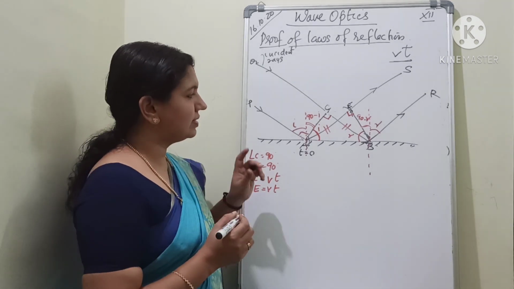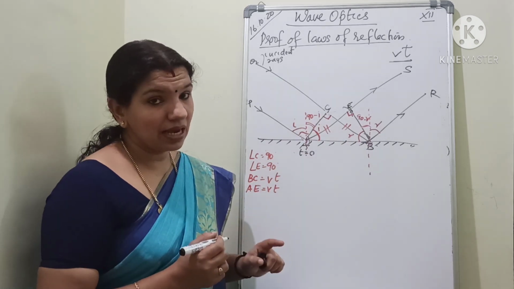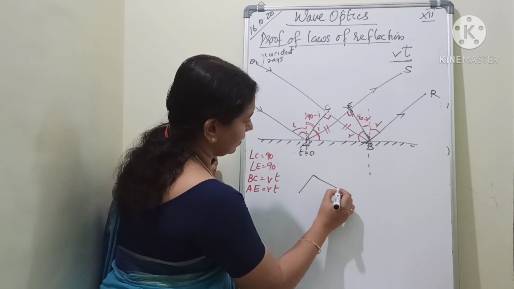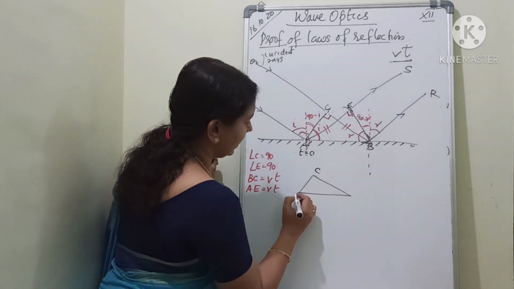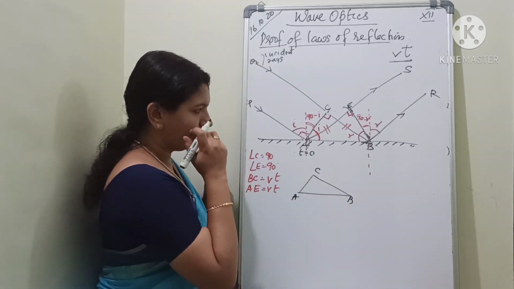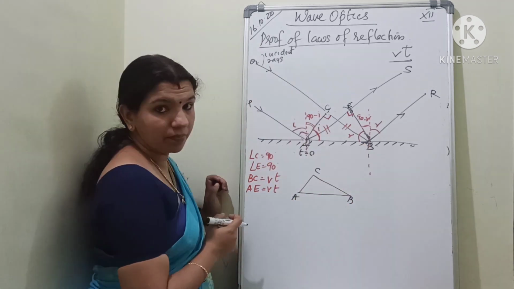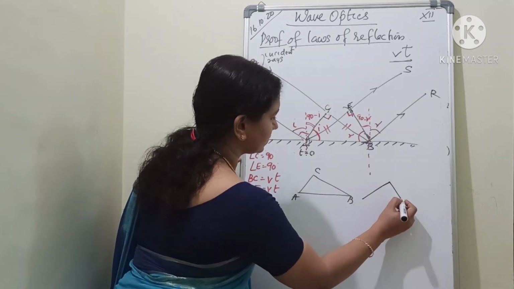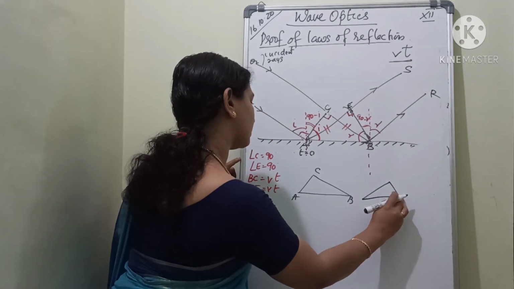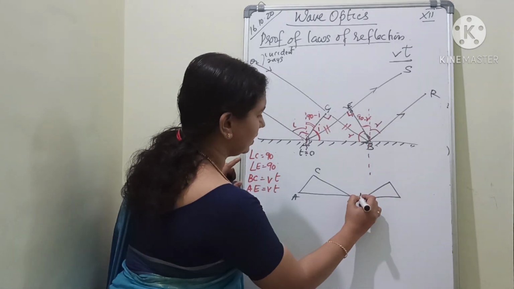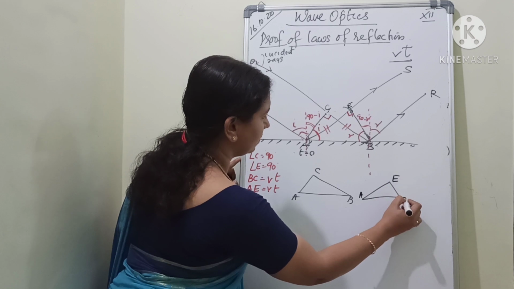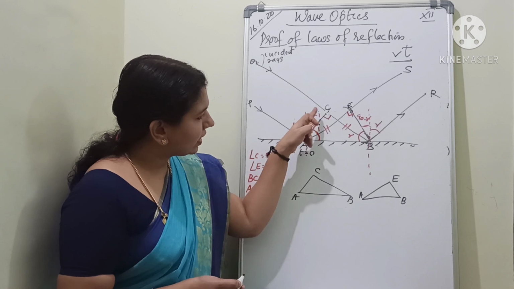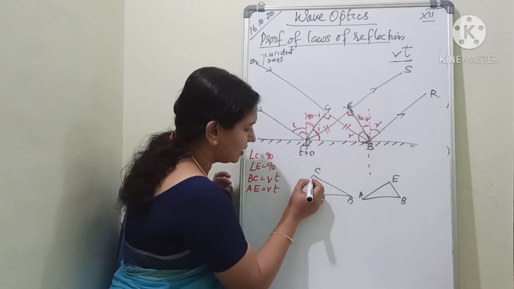Now let us consider two right angle triangles. Which are they? First is, listen carefully, ACB. This one, ACB. Now the second one is AEB. Clear? So in this triangle ACB, you know this is 90 degree.